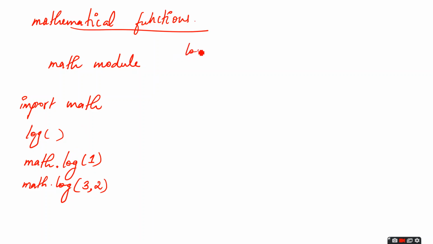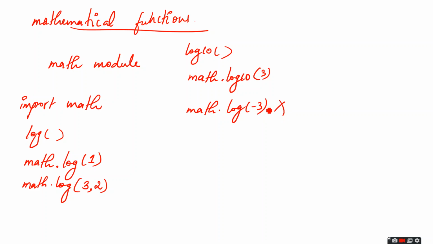Now next is the log10 function. The log10 function is used to get the logarithm of a number with base 10. So in order to get the base 10 logarithm of a number, we can use the mathematical function log10, which is present inside the math module. We can write math dot log10 and give the value 3 inside. Now we will not give negative values for finding the logarithm. That is wrong. For example, math dot log of minus 3 is not possible.